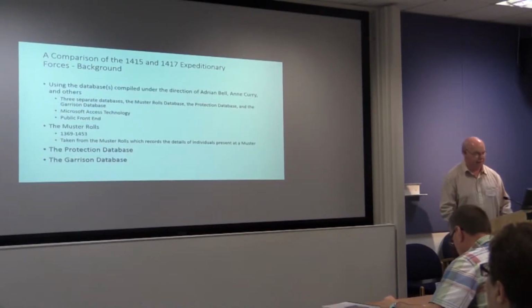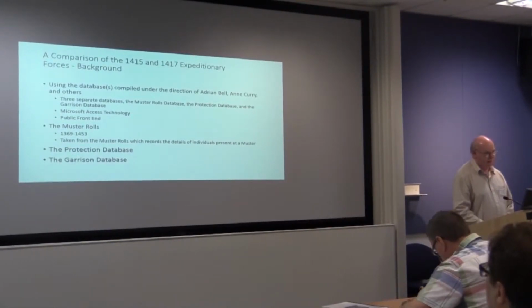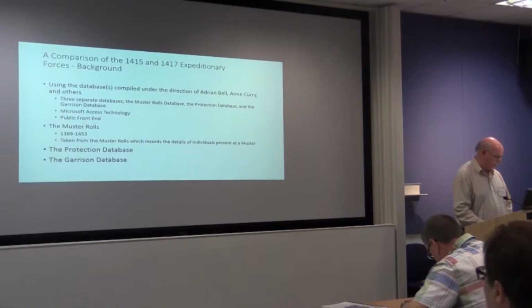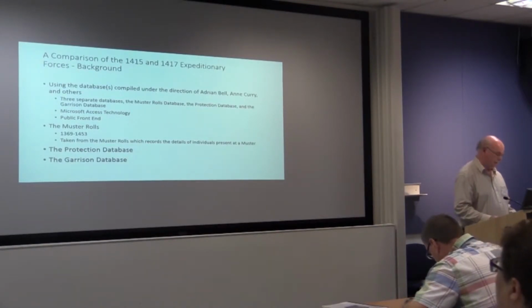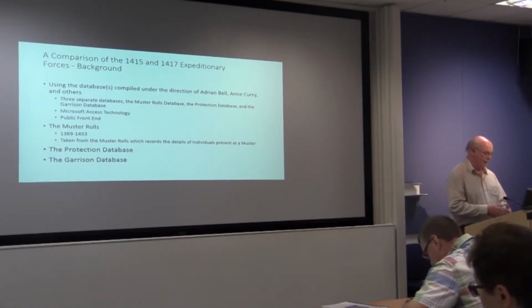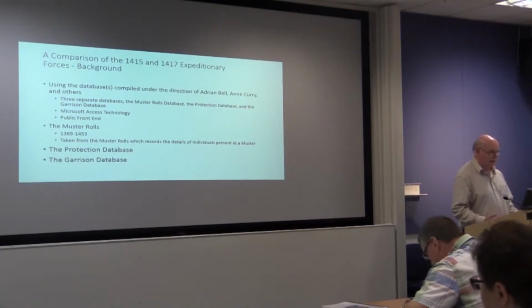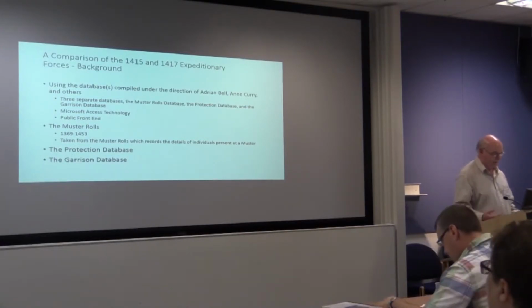The final database is the Garrison database. That has details of soldiers at the Normandy garrisons and comes from French repositories and covers 1415 to 1453. All of these databases contain the names of the individuals, the rank, were they a man at arms, were they an archer, and their status, the year, and possibly other information as well, depending on the database.